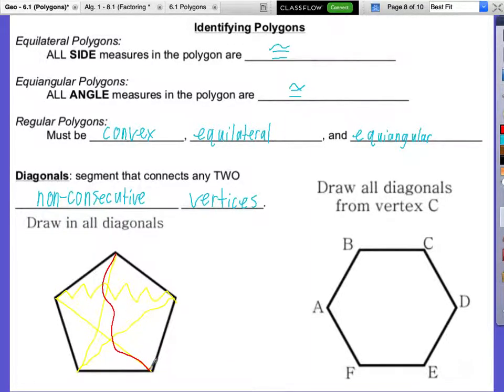Okay, so this was pretty terrible, but I think we get the idea. How many total diagonals are there? Five.